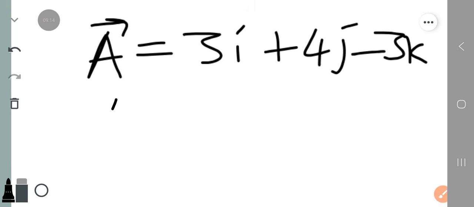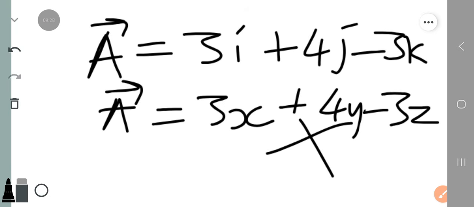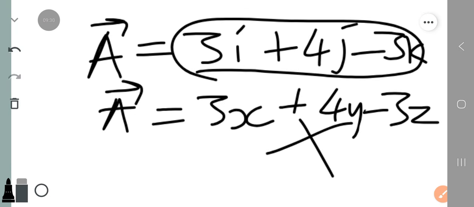Don't say vector A equals 3x plus 4y minus 3z. Don't write like this. This is wrong. This is how you write it, all right? In terms of units. X means I, Y means J, Z means K. These are the unit vectors.